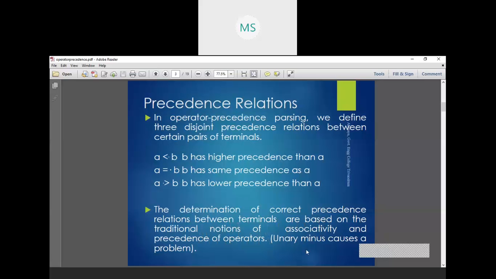We are not considering unary minus as of now because there is a problem with it while constructing the table. But the lexical analyzer will sort out unary minus and binary minus. For problem solving, we are not considering unary minus. We can use the same concept of associativity and precedence that you learned in the previous semester.